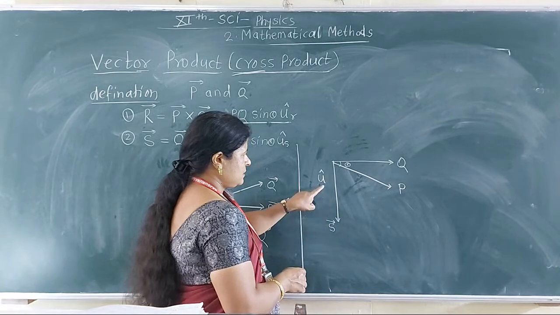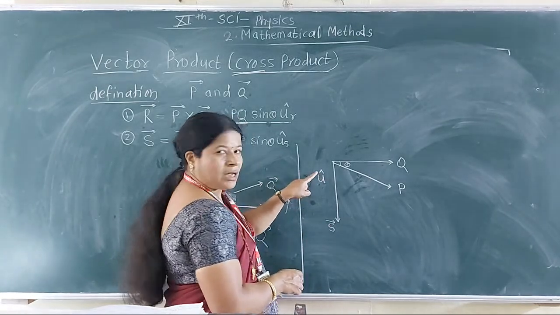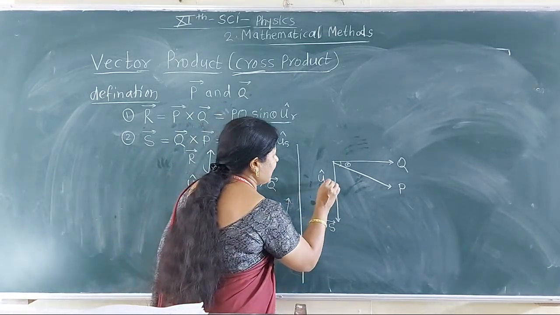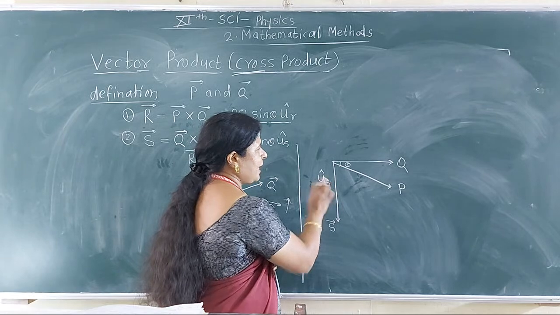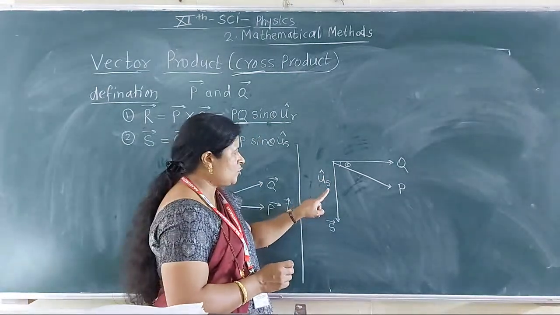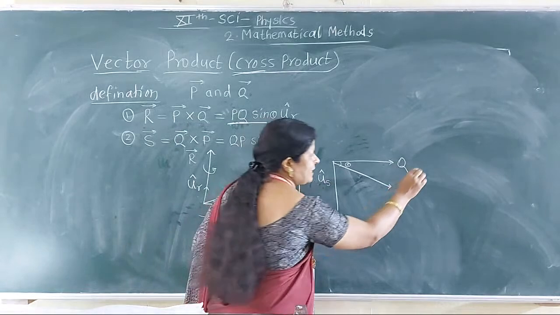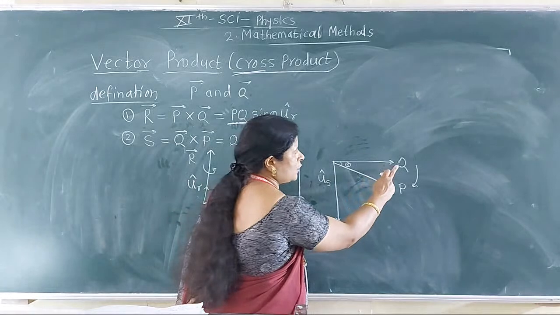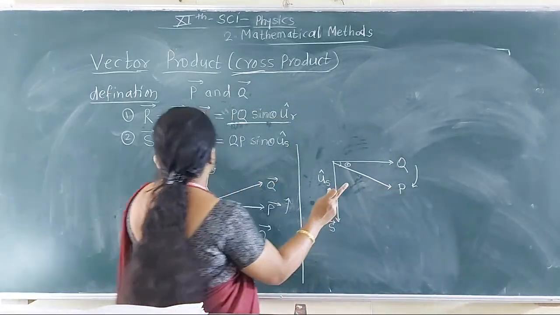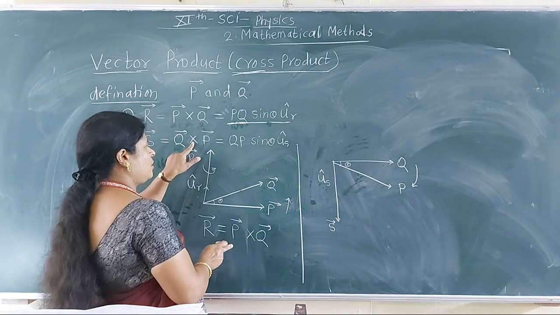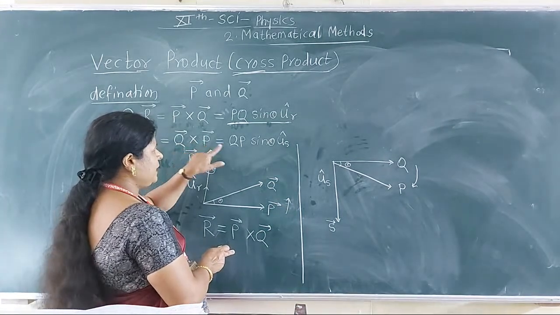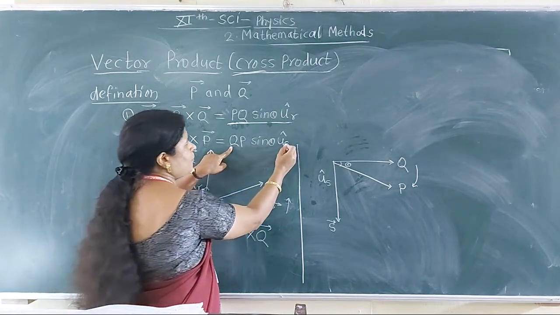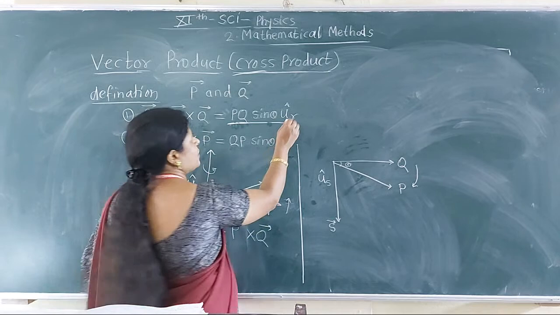its direction, or unit vector along the direction of s. Therefore, we write here u cap s. So, the vector product of q cross vector p is equal to qp sin theta u cap s.